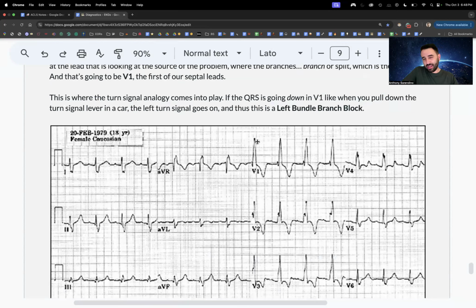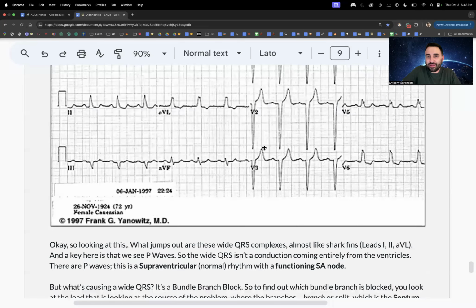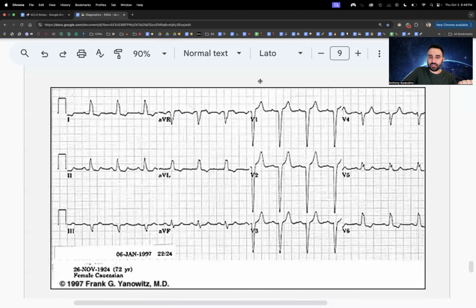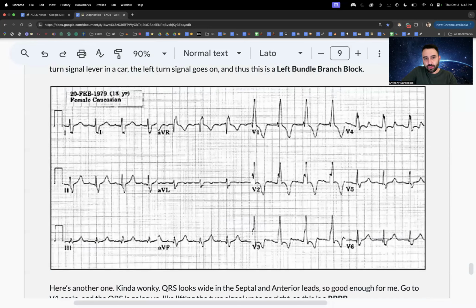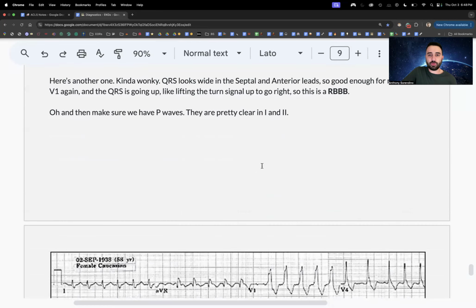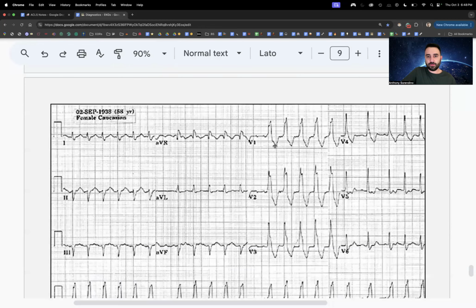R wave, S wave. With these weird looking QRSs, look for the big peak, and if that's going down, that's a left bundle branch block. Not always, though. You need to have a wide QRS. You can't just look at any QRS and say it's a bundle branch block. You have to have a wide QRS. Here, these are really wonky looking QRSs. This is the wide QRS, but you see it going up, so that would be a right bundle branch block. This is another one that should be a right. So, wide QRSs going upwards.